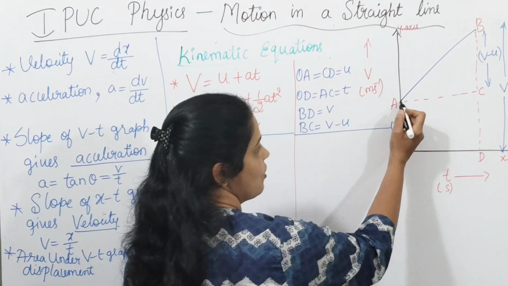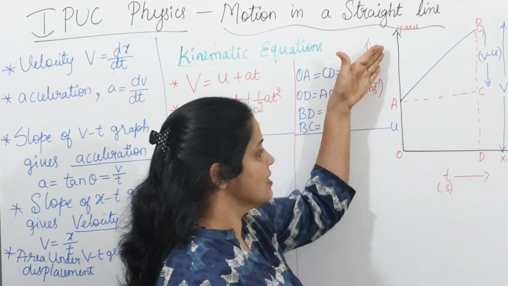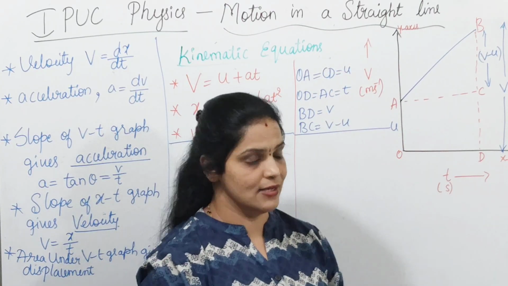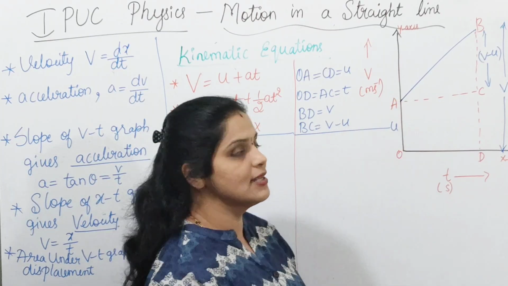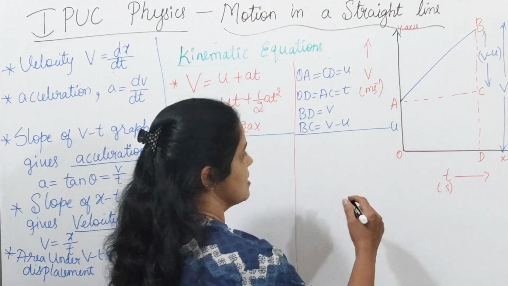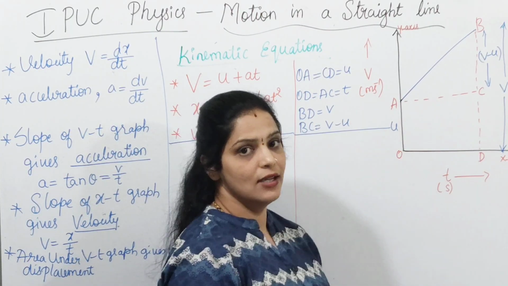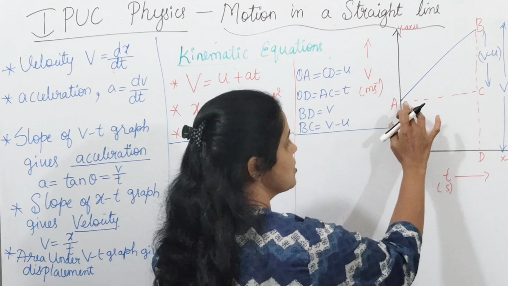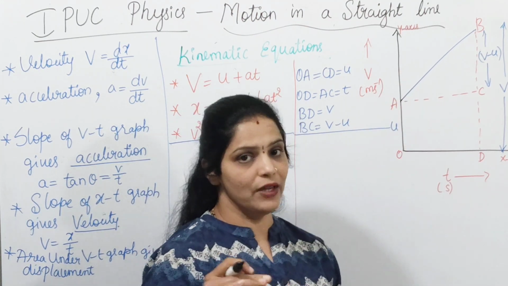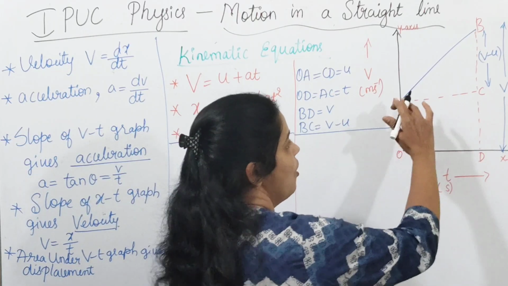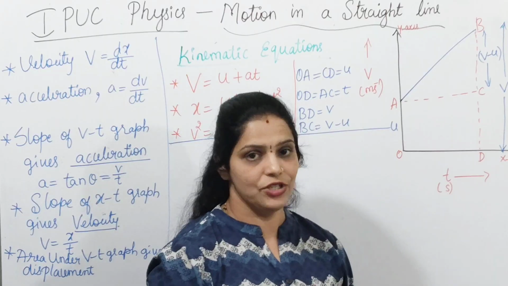Here O to A is the initial velocity. Velocity is taken along the y-axis and time along the x-axis. If the body starts at rest, the graph starts from the origin. Since it has initial velocity, it starts from a certain point on the y-axis, and thereafter it moves with increasing velocity or constant acceleration. AB is a straight line, which is the graph.